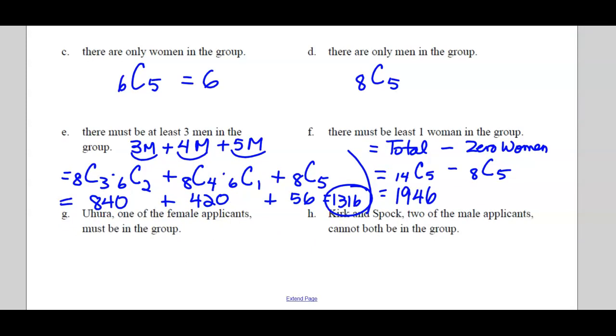If you wanted to spend the time doing 1 with 2 with 3, etc., you would get the same answer.